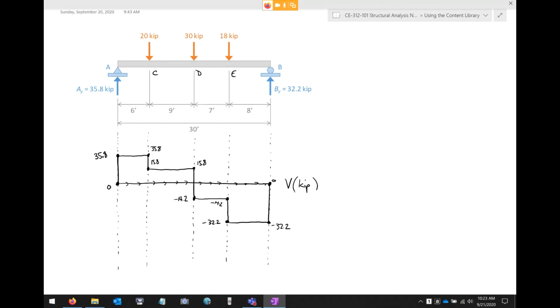Okay. Now we've got our shear diagram drawn. Now we need to draw the moment diagram. To draw the moment diagram, you go back to the slides, and what does the slide say? That the moment diagram is the integral of the shear diagram. I don't know about you, but I would like to avoid doing a bunch of calculus. If I can avoid it, I will.